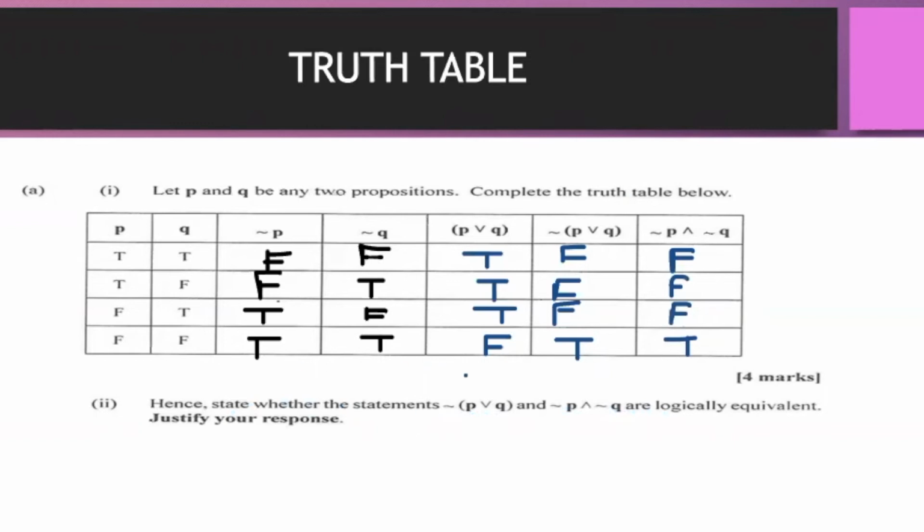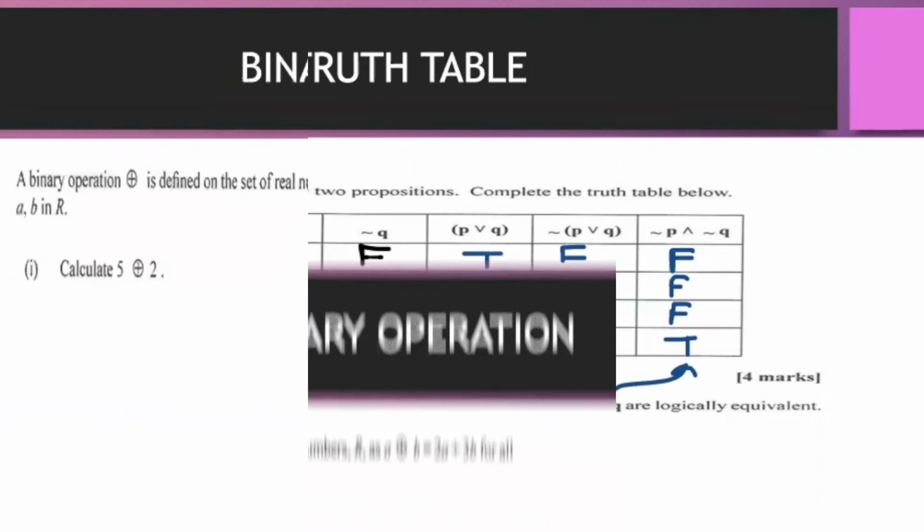And let's look at it. This is the negation of P or Q, and the negation of P and the negation of Q, and as you can see, it is logically equivalent because they're the same values. So that's what you would have stated in this space here, that since both of them give you the same truth values, that makes it equivalent.